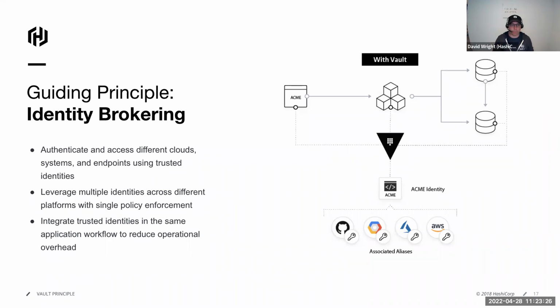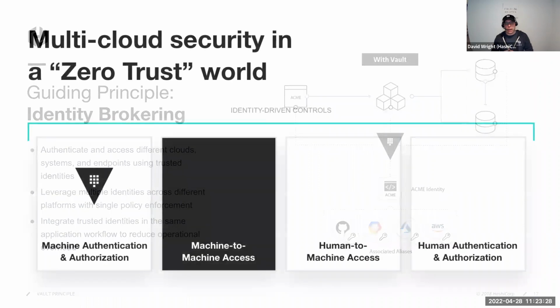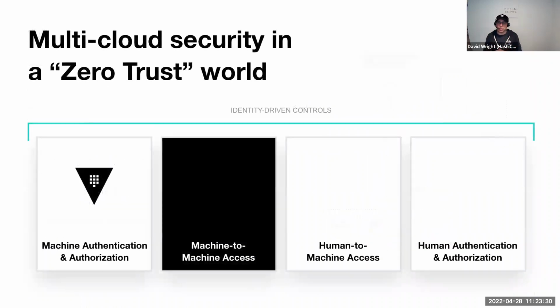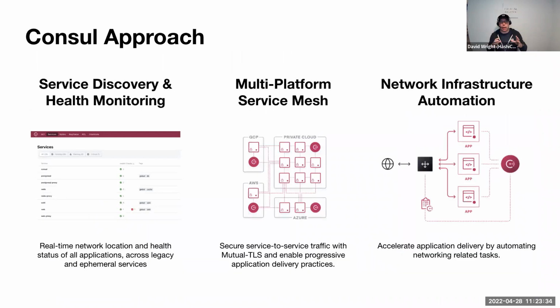And so as we move into how do we then solve that machine-to-machine component, well, then we start to think about how Consul can solve that. Now, Consul was, as I said, originally a service discovery and infrastructure automation tool. But what we're seeing is the use of the service mesh as part of the zero trust philosophy around establishing that end-to-end control.